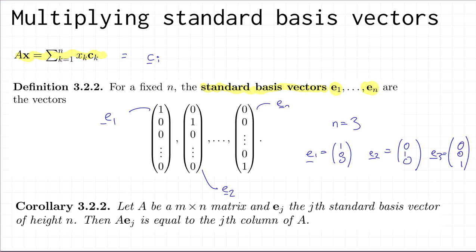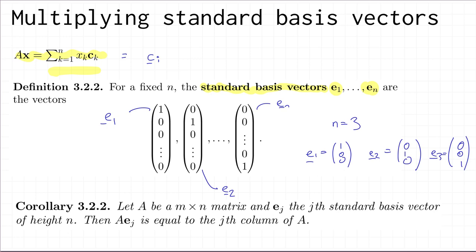And what our formula from the last slide tells us is that if you multiply an m by n matrix A into the jth standard basis vector, then the result would just be the jth column of A. Because if you go back to our sum at the top here, all of the x's will be 0 except for the jth, which will be 1. So you just get the jth column of A. It's sometimes helpful to remember that when you multiply a matrix into one of these standard basis vectors, it's really simple to get the answer, because the answer is simply the jth column of A.